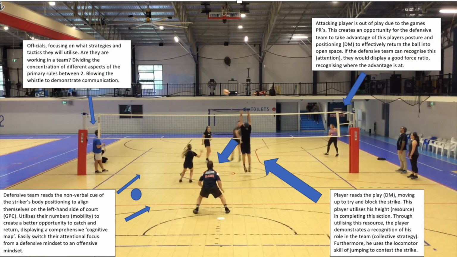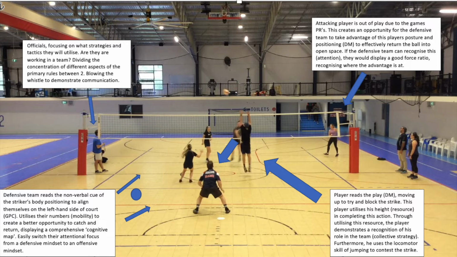As we have looked at the elements of the grammar of games in isolation, I will now provide some screenshots with annotations that explain with examples the connection between the elements of the grammar of games. Here we can see the defensive player utilising the locomotor skill of leaping to make a block. This player has had a defensive decision to move up and try and block the spike.